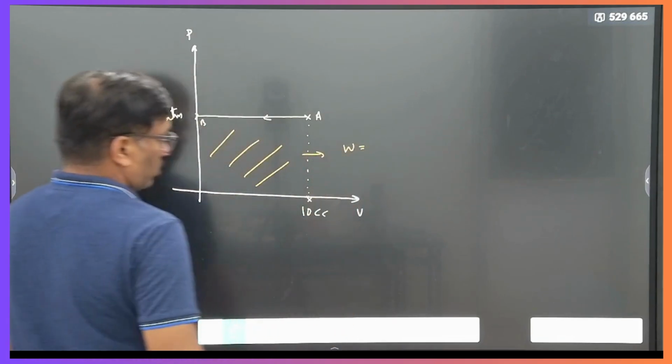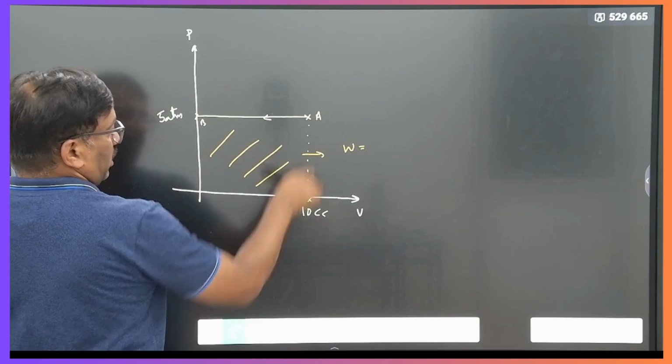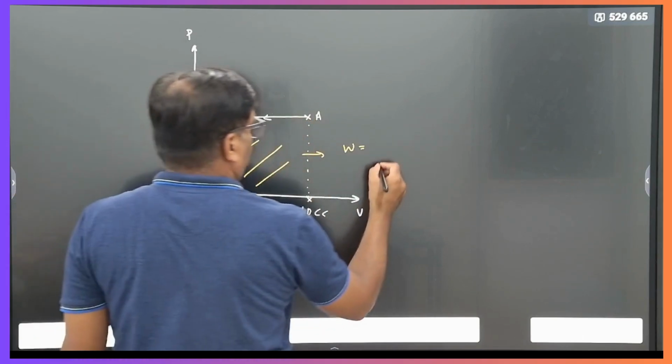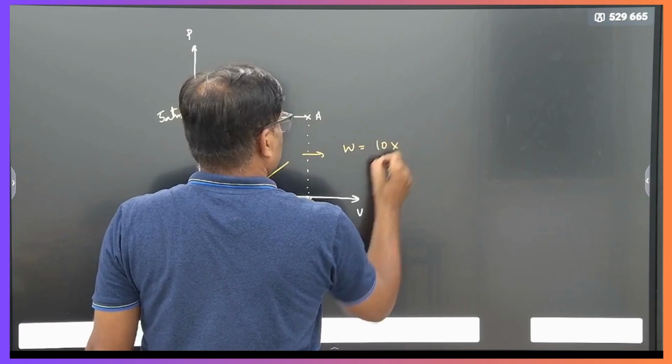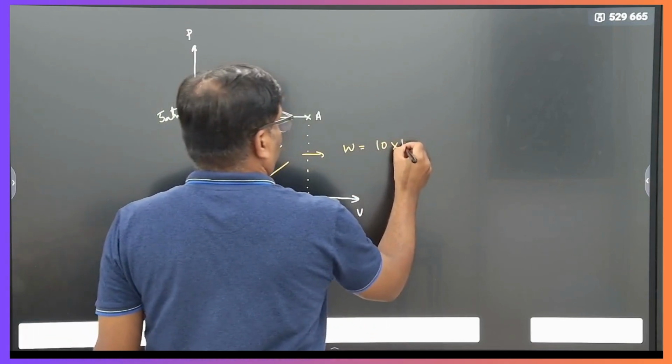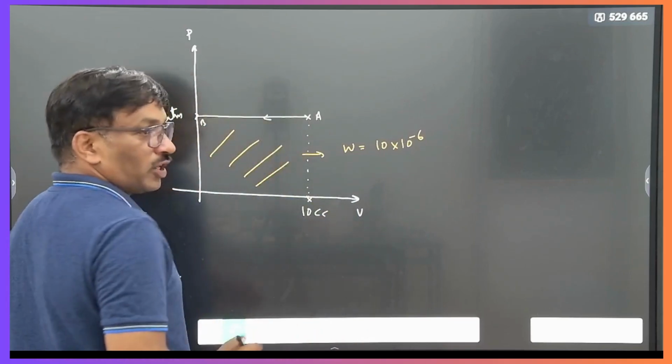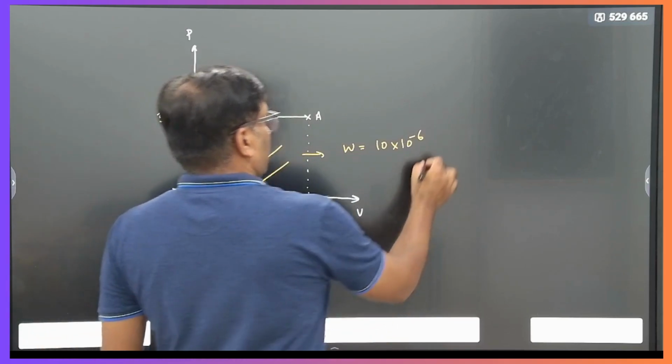Work done. So, this distance is how much? 10 cc. This distance is how much? 5 atm. Therefore, it is 10 cc. Cubic centimeter means how much? 10 to the power of minus 6 meters cube, into 5 atmospheric pressure.